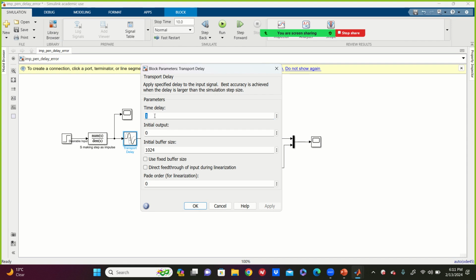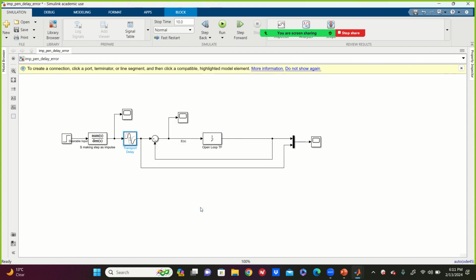Good. It asks how much time delay you want. I say, give me a number. You make a number. 2, 3, 4, 5. Which number do you want? 3. 3 seconds delay. Apply. Here we go. Now I'm going to use this mux. Look at here, guys, as we did previously. And I'm going to put this here.